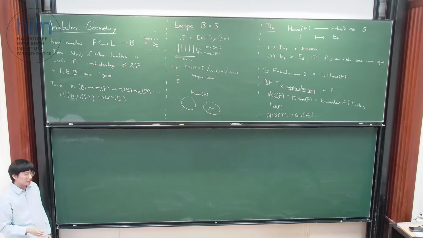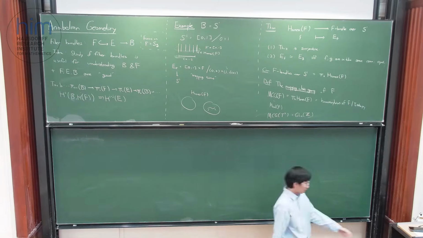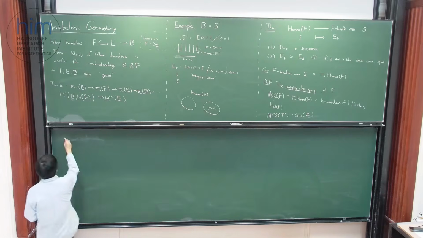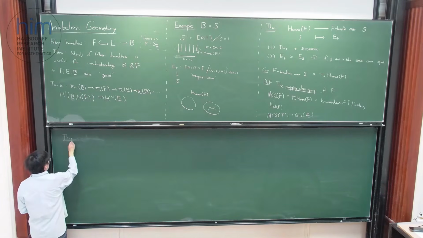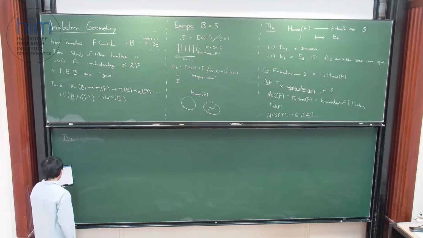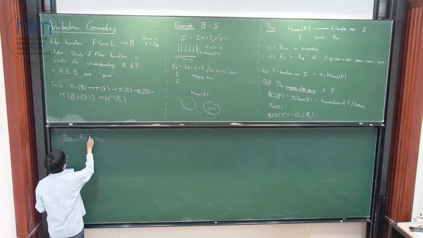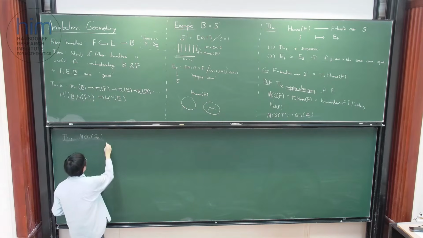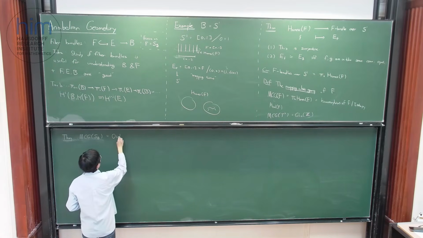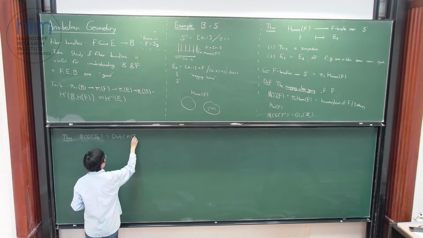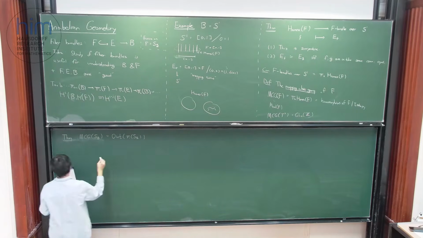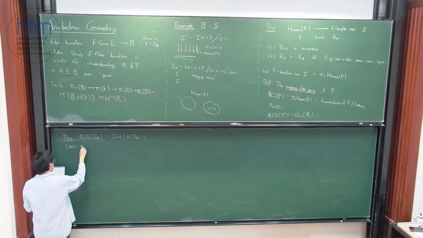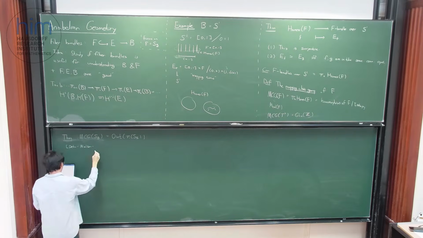Maybe I will just give you one more theorem about the mapping class group. The mapping class group of a surface is nothing but the outer automorphism group of the fundamental group of the surface. This is called the Dehn-Nielsen-Baer theorem.